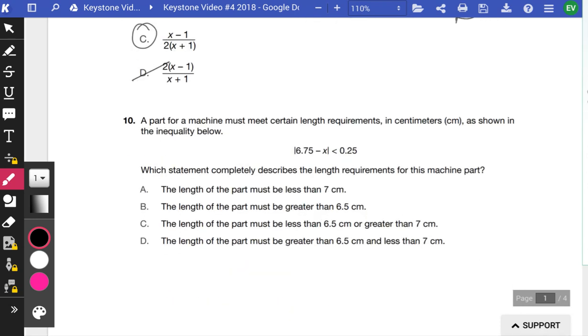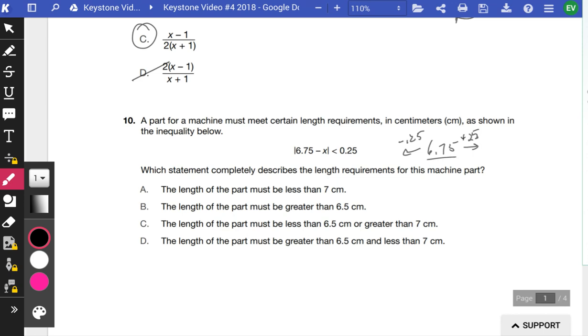For number 10, we have a part for a machine that must meet certain length requirements in centimeters as shown in the inequality below. So it's the absolute value of 6.75 minus x is less than 0.25. What that means is that 6.75 is our middle number, and on either side of it, the difference is either minus 0.25 or plus 0.25.